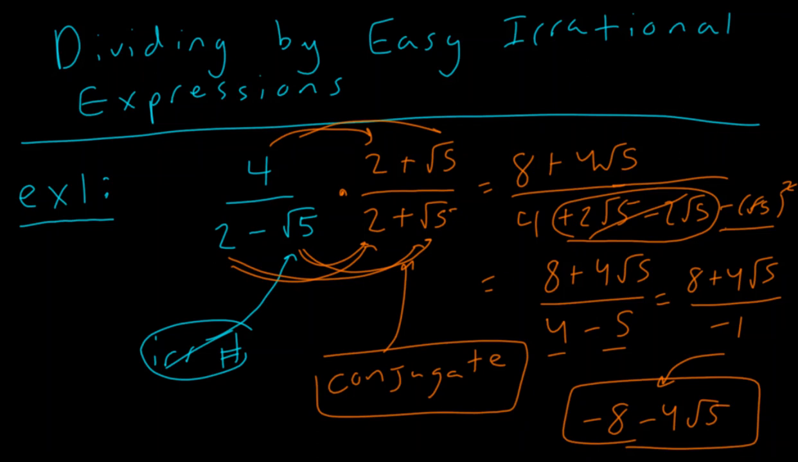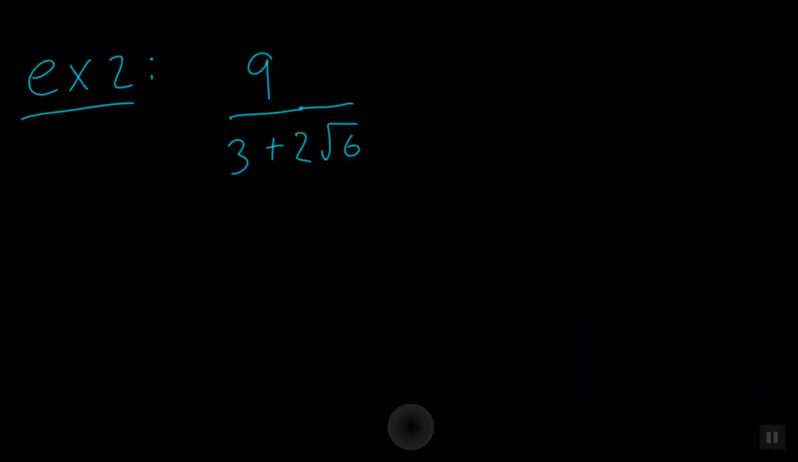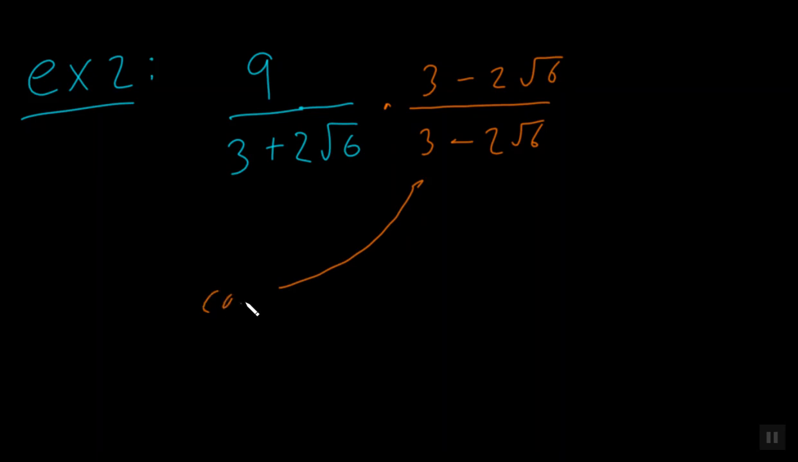Alright, let's move on to our second example. Okay, for example 2, we have 9 divided by 3 plus 2 square roots of 6. Now remember here, we want to multiply by the conjugate, which is actually 3 minus 2 square roots of 6. Remember, all we do is change the sign in the middle, and what we multiply on the bottom, we have to multiply by on the top. And if you will recall, this is what we call the conjugate. Alright? So you must memorize this little trick.